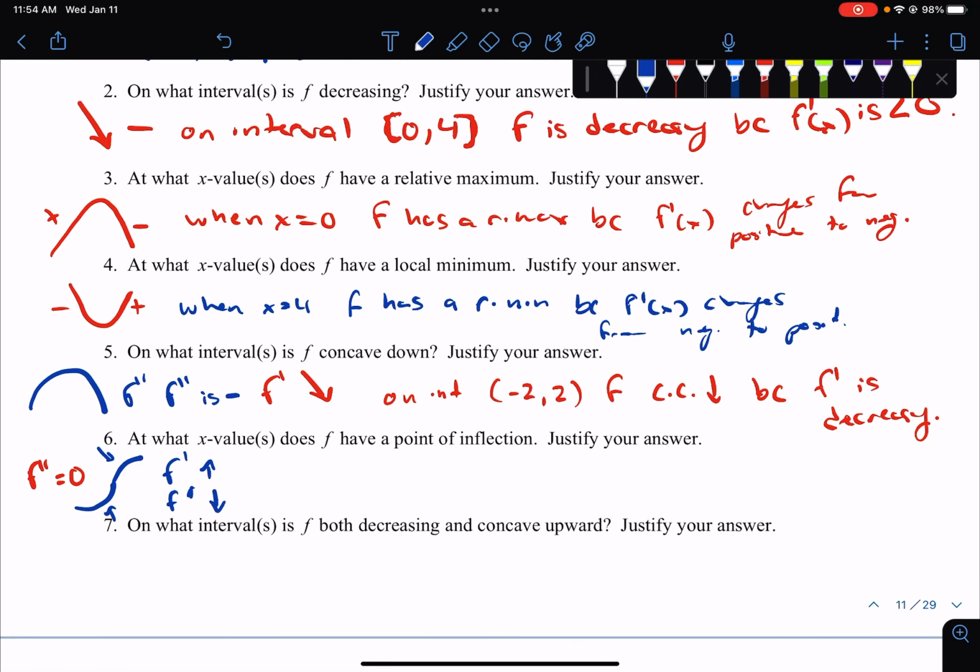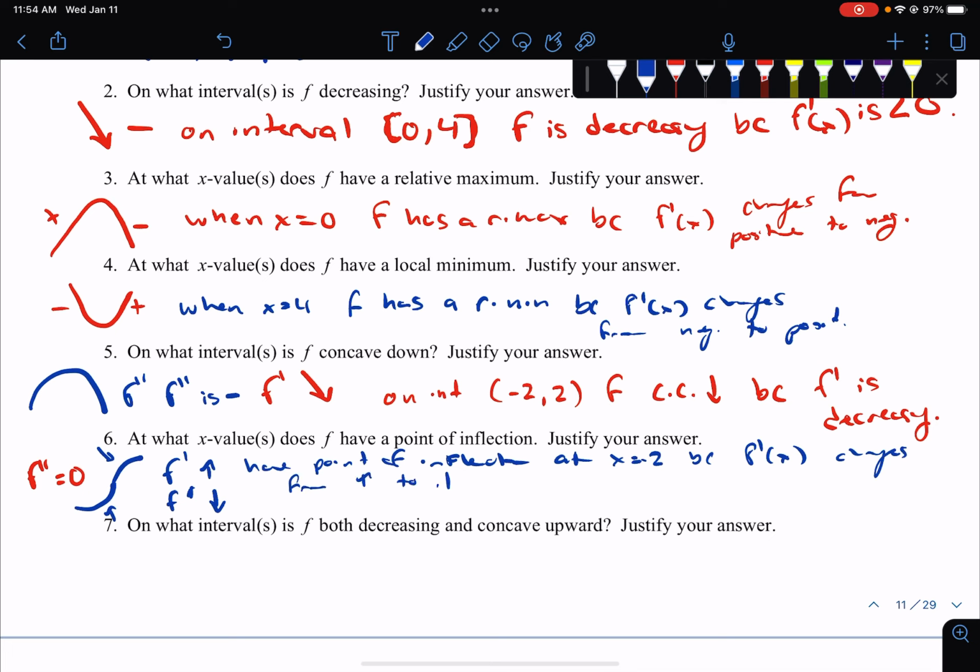So I change concavity. Well, let's rewrite. It wants us to use the words point of inflection. I have a point of inflection at x equals -2, because f prime of x changes from increasing to decreasing. I just don't want you to have to sit through me writing, so sorry for the shorthand.